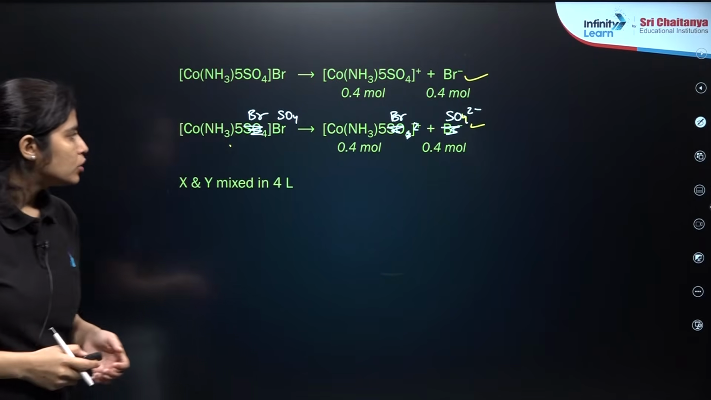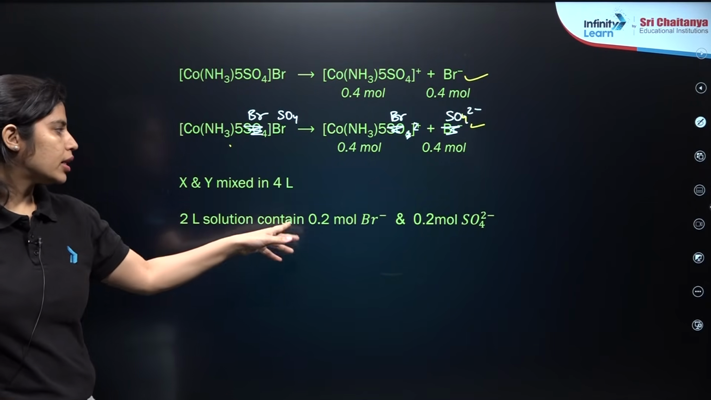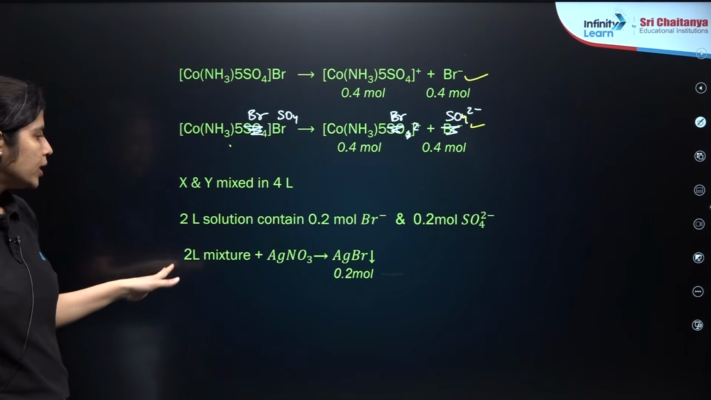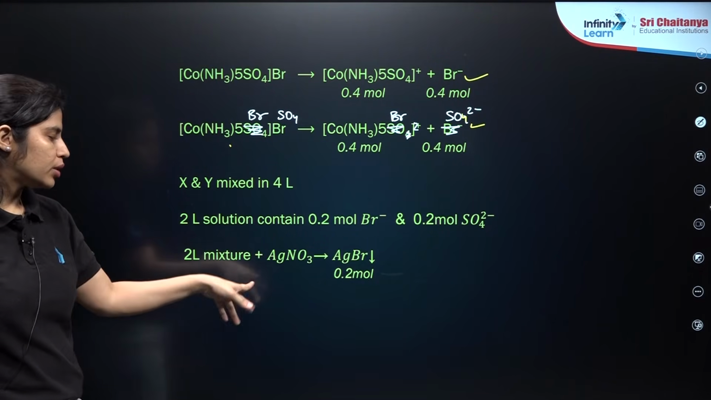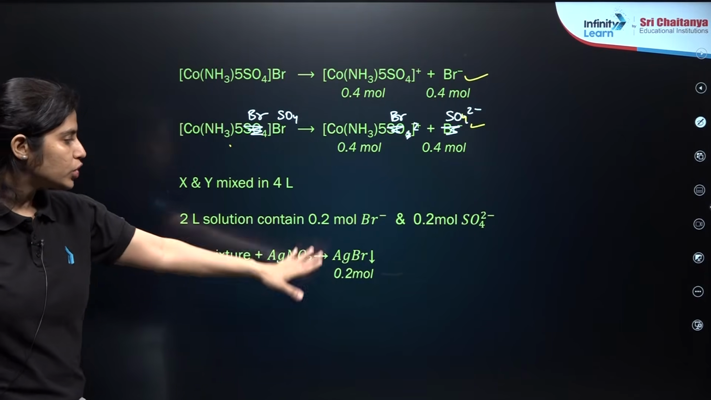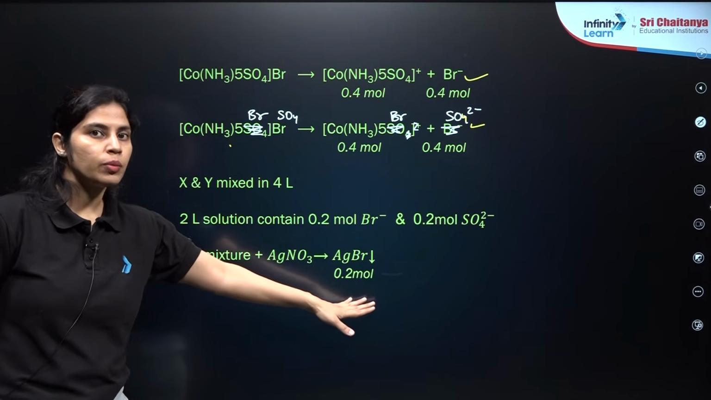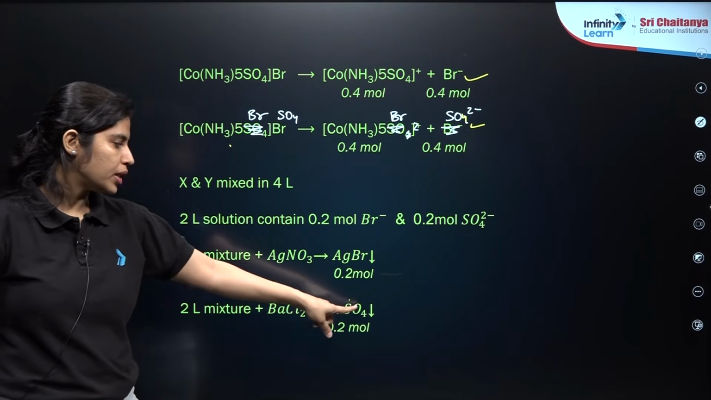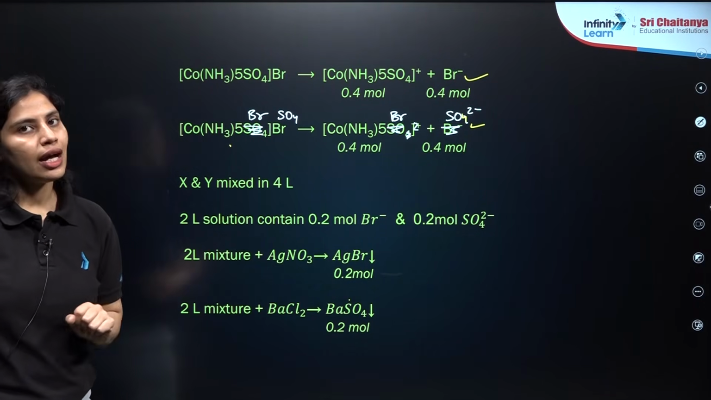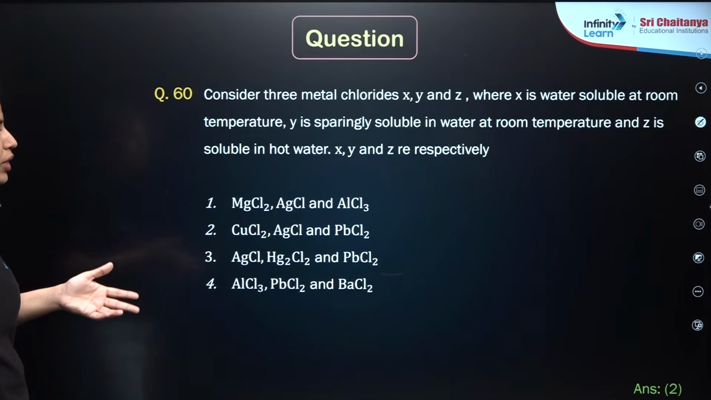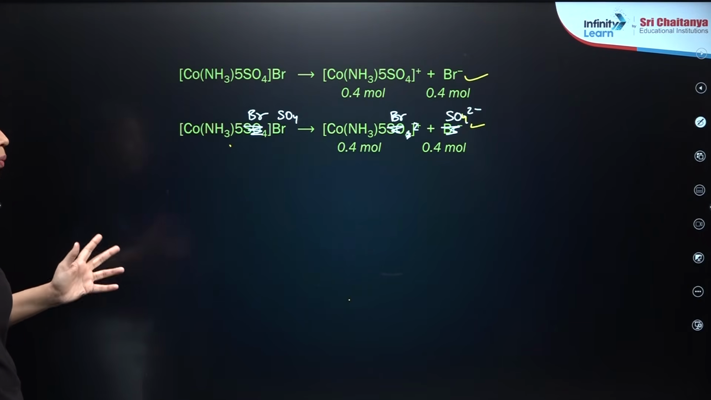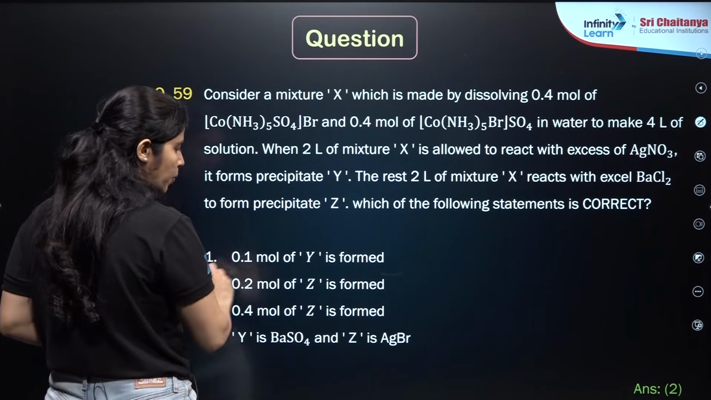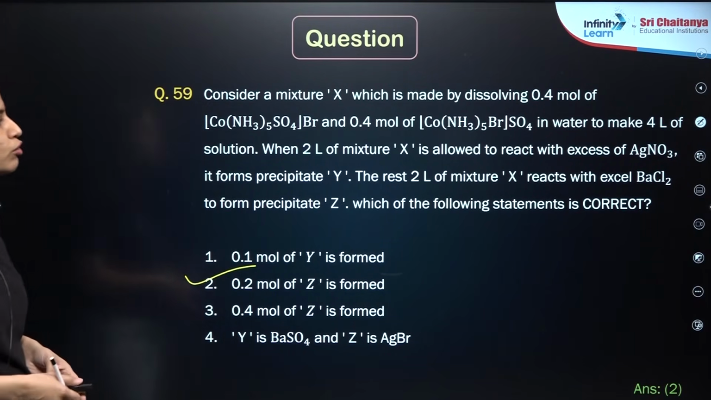Let's see. So here, of course, we are going to be taking out 0.2 mole of Br minus and 0.2 mole of SO4 2 minus. When the 2 liter mixture reacts with AgNO3, it is going to make AgBr, which is going to be a precipitate of 0.2 moles. Now here we will have BaCl2, which is going to form BaSO4, which will precipitate as 0.2 moles. So for both of them, we definitely have 0.2 moles, right? So the correct answer over here is the second, which is 0.2 mole of Z is formed.